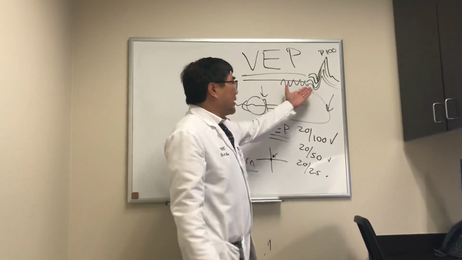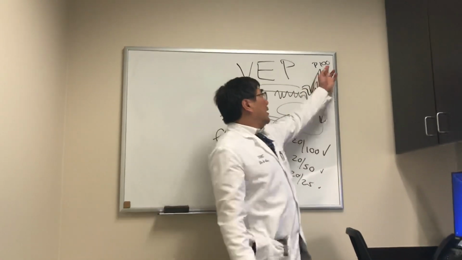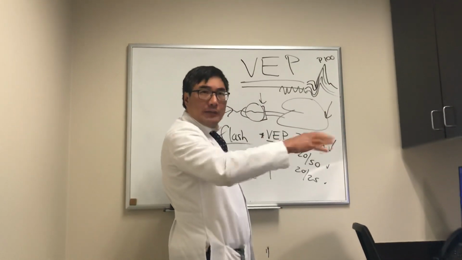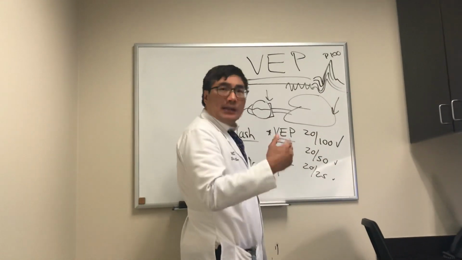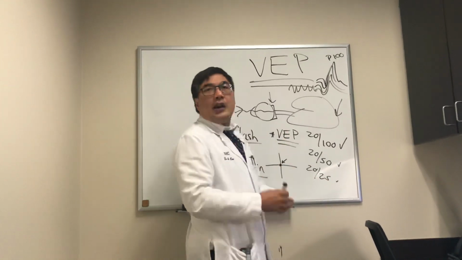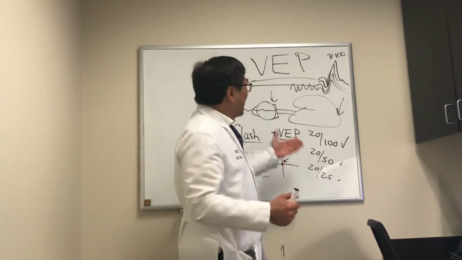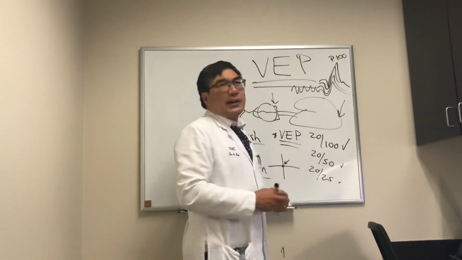Some people use it to measure latency. So the positive wave at 100, if it's delayed to 110 or 120 milliseconds, that might suggest demyelination. So you could use it for looking for another lesion separated in space and time in the fellow eye, for example. But in general, this is the way I use the VEP.